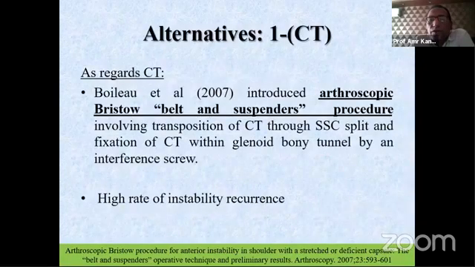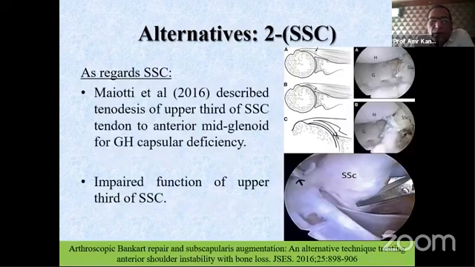As regards the conjoint tendon, Paolo et al. introduced the arthroscopic Bristow or belt and suspenders procedure, involving transposition of the conjoint tendon through a subscapularis split and fixation of the conjoint tendon within a glenoid bony tunnel by an interference screw. As regards the subscapularis, Maiotti et al. described tenodesis of the upper third of the subscapularis tendon to the anterior mid-glenoid for glenohumeral capsular deficiency.